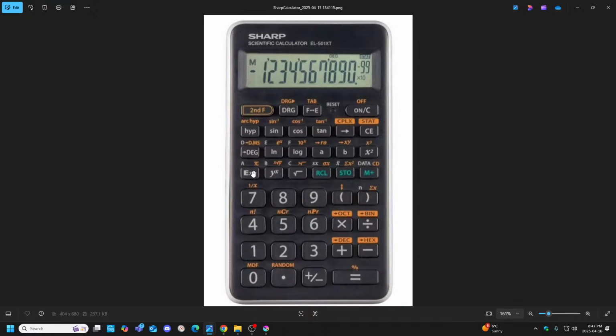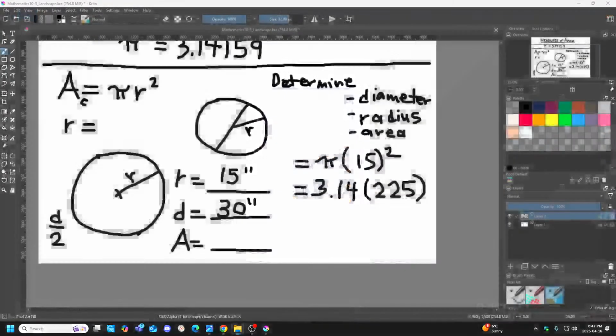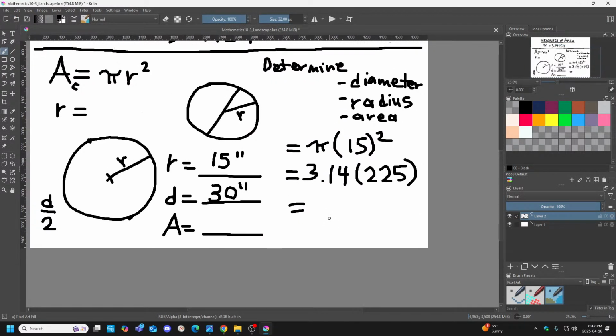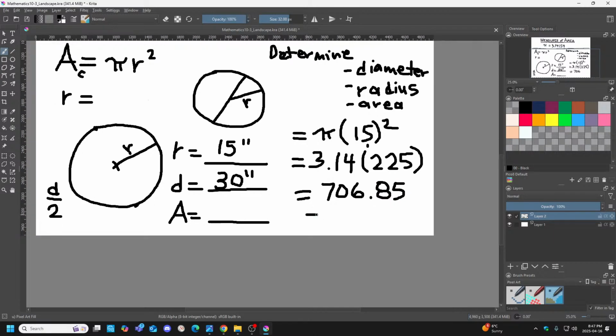Okay, and I get equals, and I'm just going to go with our worst accuracy. I call it the worst accuracy, which is the ones place. So this is what I get, and I'll show you how to round here. 706.85. That's what I get. Hopefully I'm doing this right and not producing any incorrect answers.